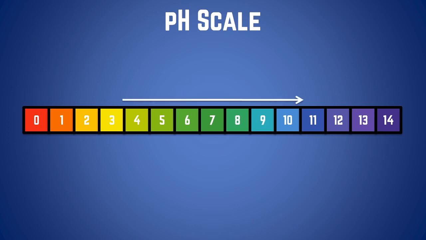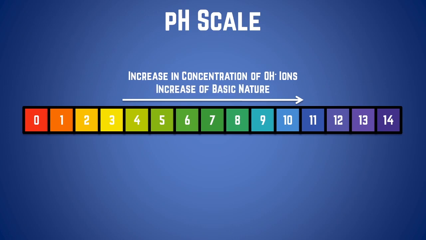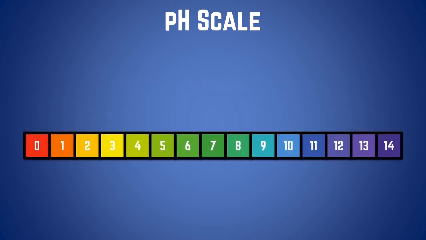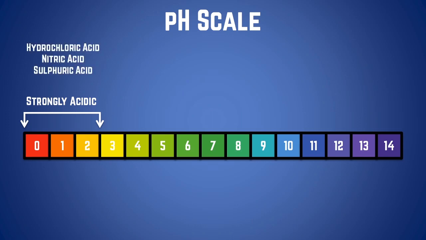As the pH increases, the concentration of OH- ions increases and thus the basic nature increases. And as the pH decreases, the concentration of H+ ions increases and thus the acidic nature increases. Substances with a pH from 0 to 2 are strongly acidic. These include mineral acids like hydrochloric acid, nitric acid and sulfuric acid.